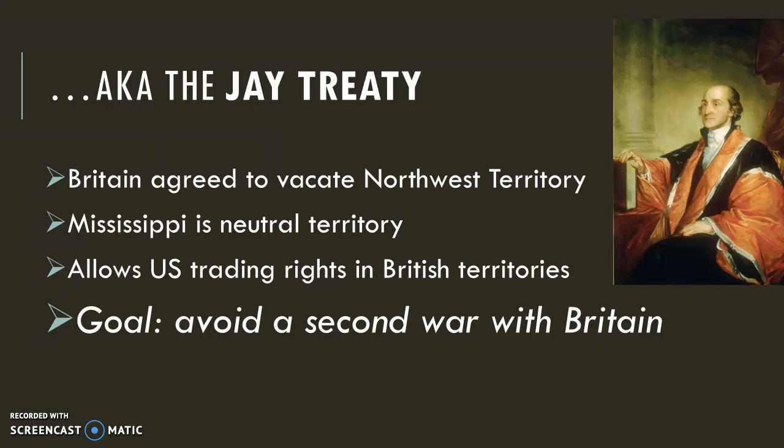The U.S. also gets trading rights in British territories. Of course, we know Great Britain, they say the sun never sets on the British Empire because they had so much land all over the world. As sort of repayment for the aggression of impressment, the U.S. is granted access to British territories for trade. And the whole goal of this is to avoid a second war with Great Britain.